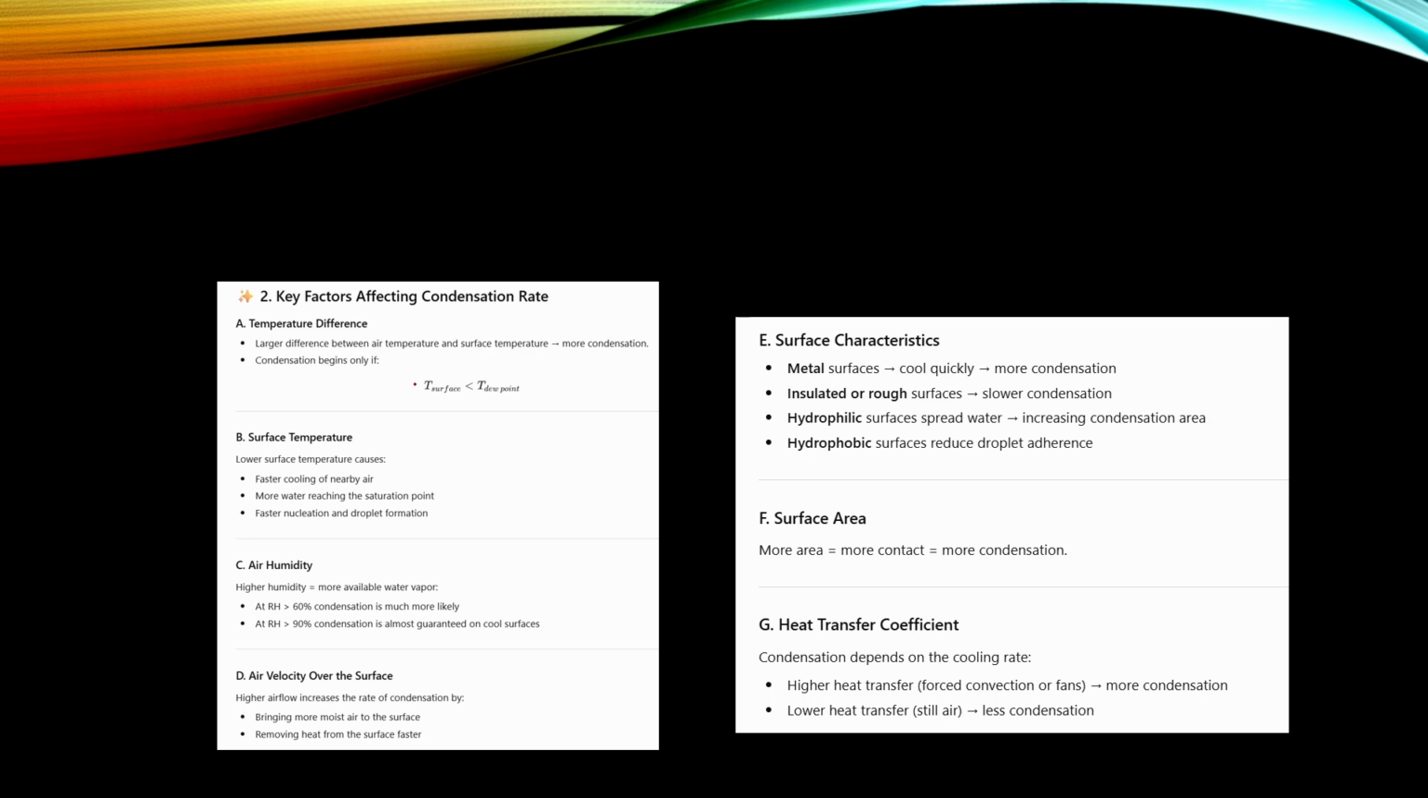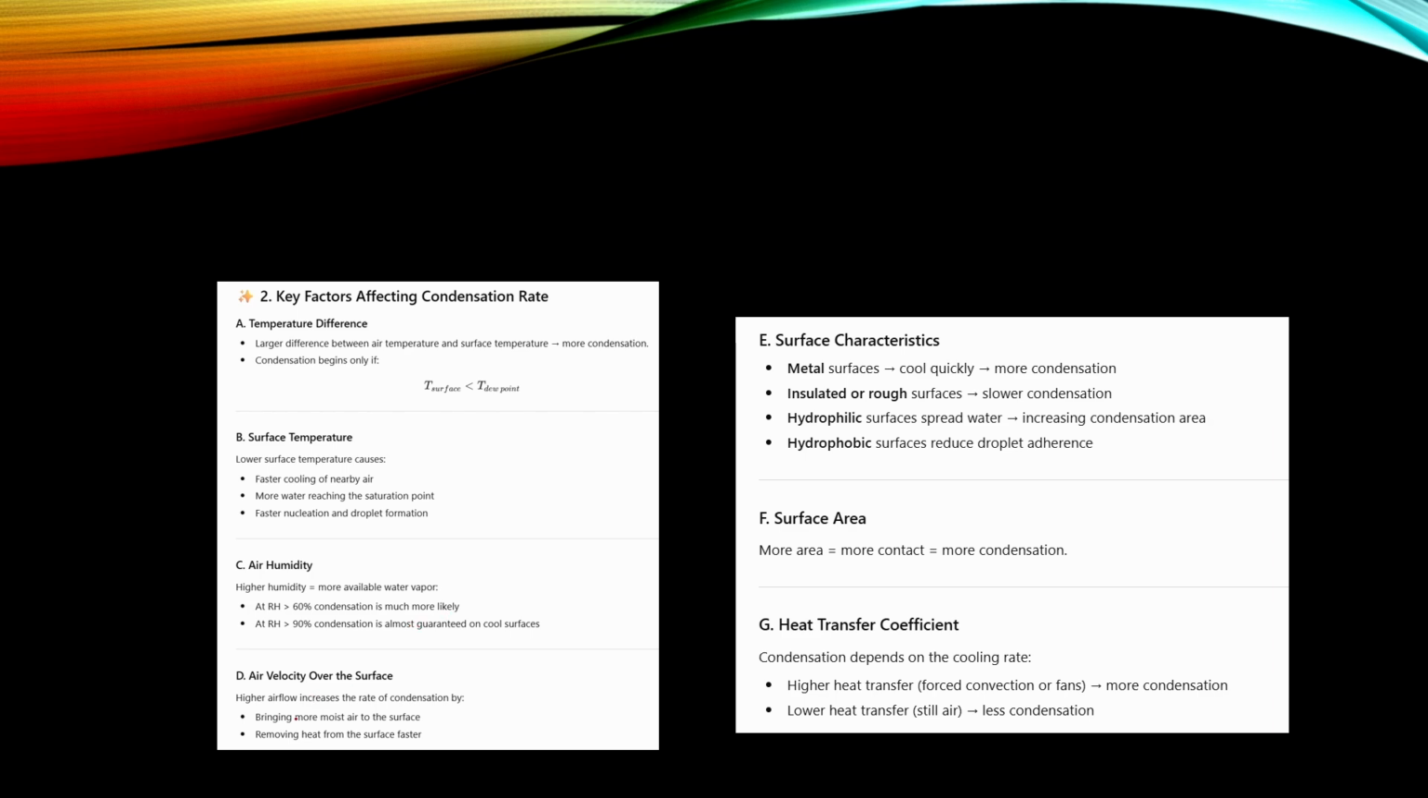The most important key factor affecting condensation is the surface temperature. The surface temperature must be below this dew point before condensation can happen. As a rule of thumb, we can say that the lower the surface temperature is, the faster the air is cooling near the surface, and the more water is reaching the saturation point. And air humidity affects so that if the relative humidity is high, the condensation is much more likely.